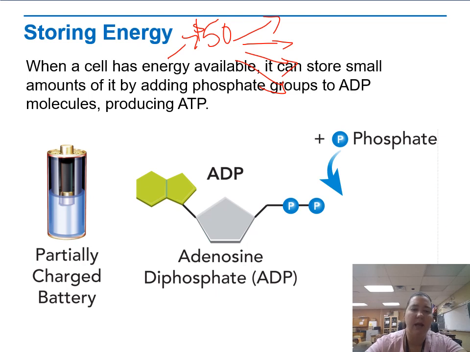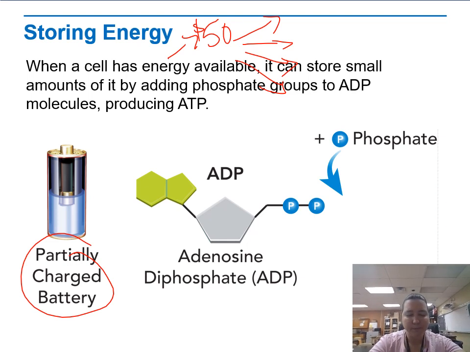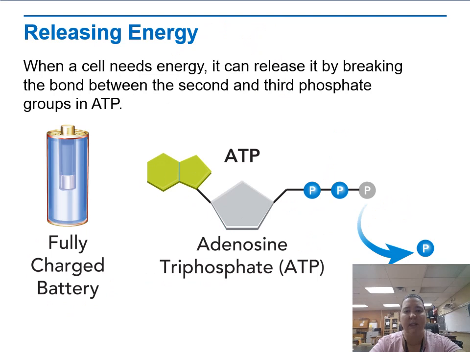So ADP is like a partially charged battery. You're not at 100%, maybe you're at 75%. Or it's like when your phone goes into battery saver mode and starts shutting off certain things to save battery. But then through chemical reactions, we can add that phosphate back in, so ADP becomes ATP again, and then we can use that to go do something.